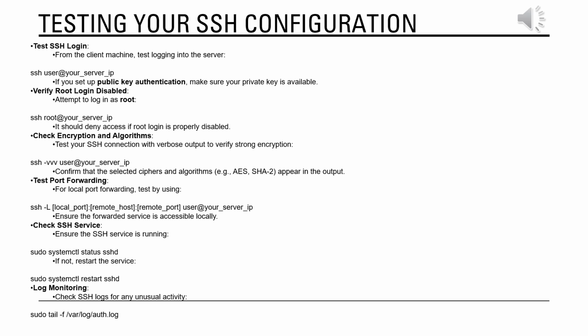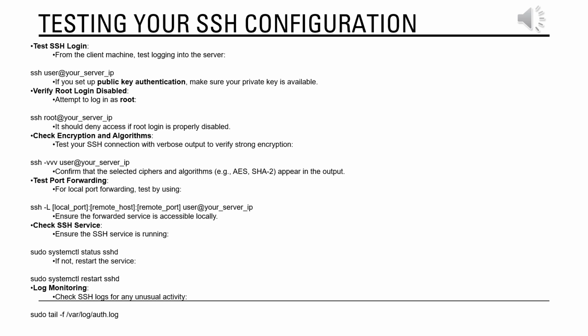Next, check the encryption and algorithms. Test your SSH connection with verbose output to verify strong authentication or encryption by using this code that you see here on the screen. This confirms that the selected ciphers and algorithms appear in the output. Next, test port forwarding. For local port forwarding, test by using this code that you see here on the screen. This ensures the forwarding service is accessible locally.